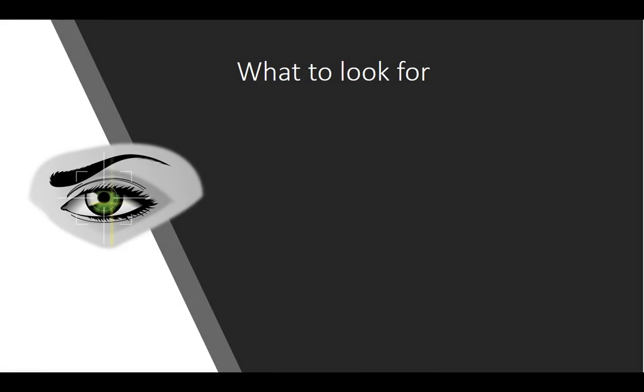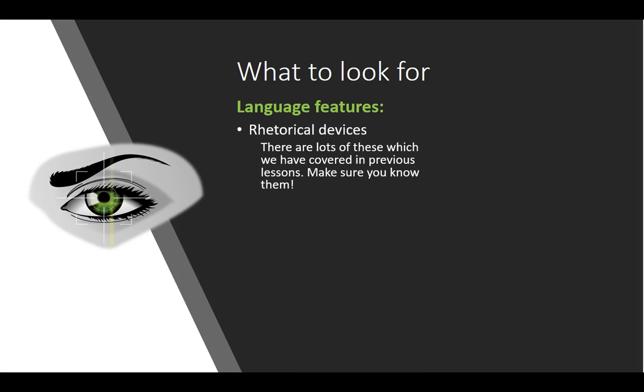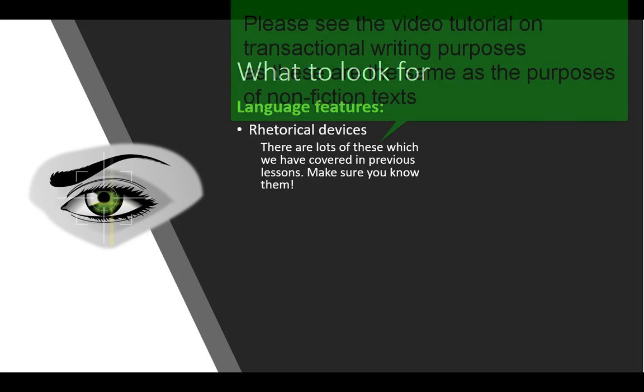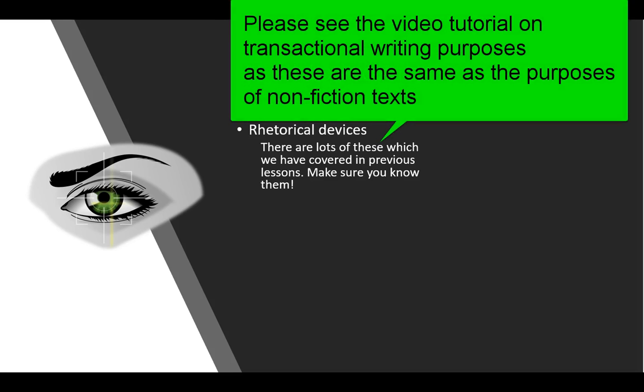Right, what to look for in these non-fiction texts? Well, in terms of language features, you're going to need to look for rhetorical devices. I'm not going to list them all here. We've done that in other lessons. We've looked at all of these different rhetorical devices and what they do. There are loads of them. You need to know what they are. You need to know the terms. You need to be able to identify them.